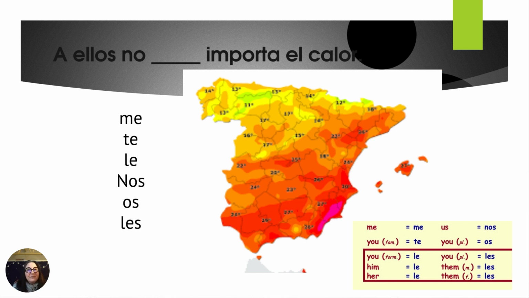So, okay. Which indirect object pronoun will match with our clarifier and will go into our sentence? Okay, so if you said les, you would be correct. A ellos no les importa el calor.